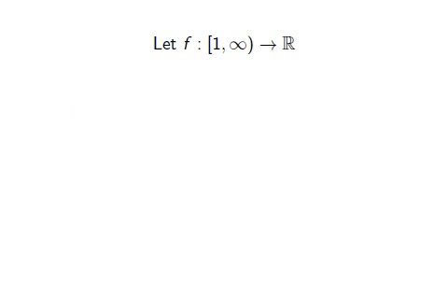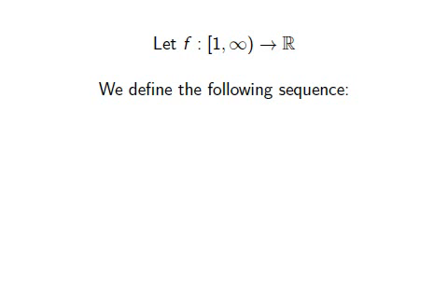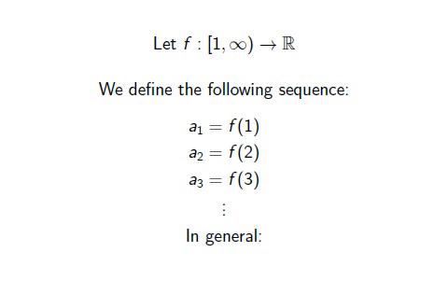Suppose we have given a real-valued function f that is defined on the interval from 1 to infinity, with 1 included. That means f maps all real numbers that are greater or equal to 1 onto some real number. That function f now gives rise to a sequence of real numbers. This sequence is given as follows. The first sequence element a1 is defined as f of 1, that is, the value the function f takes on at 1. The second sequence element a2 is defined as f of 2, a3 is defined as f of 3, and so on. In general, we can say that an is defined as f of n for every integer n greater or equal to 1.